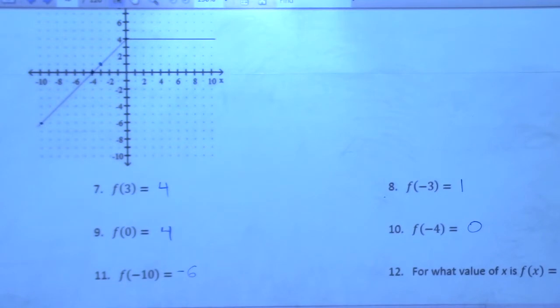Oh yeah, number 12. So Robert, you want 12? 12 is a little different. So it's saying, for what value of x is the function equal to 3? So what are you thinking there, Robert? Does everyone see the difference between 12 and the others? Any ideas? 0? No, what do y'all think?